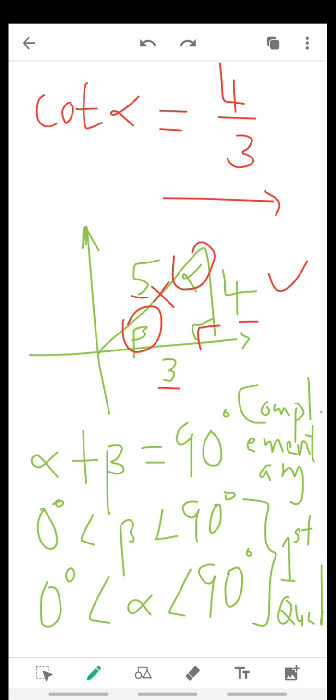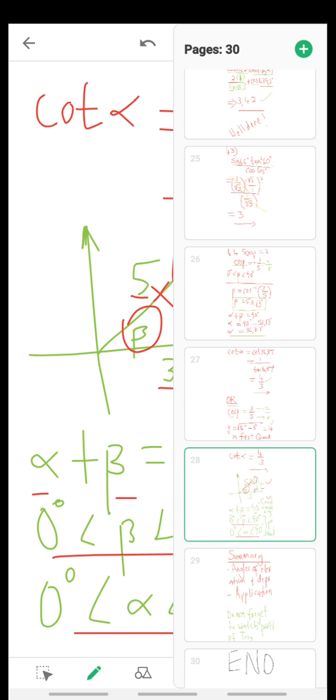Remember, if they are saying alpha plus beta equals 90, angles that add up to 90 degrees, we call them complementary angles. Angles that add up to 180 degrees, we call them supplementary angles. Please note that. And these things that were given here shouldn't scare you. They were just saying we are in the first quadrant.